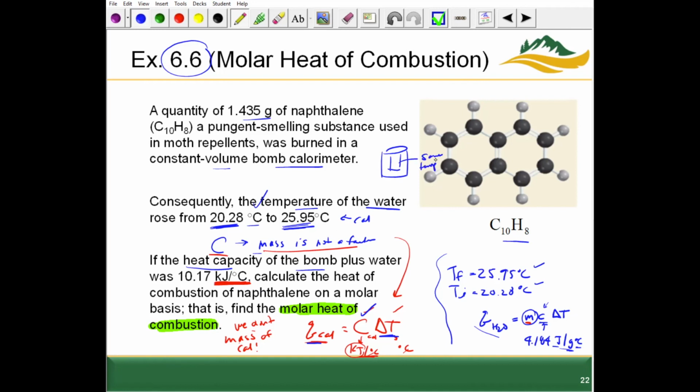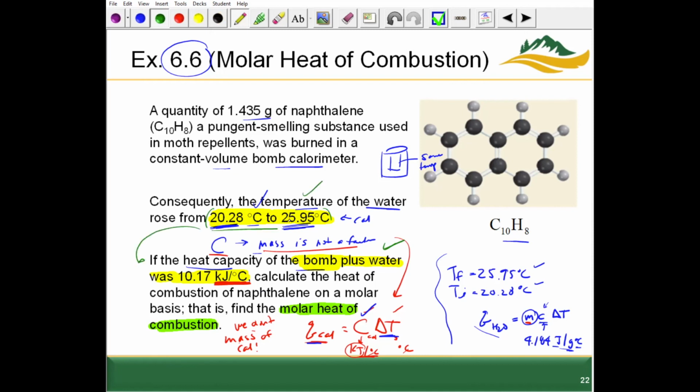This is not always the case, but what helps us know this from this problem is that the bomb plus the water has a heat capacity as such. So the water rising from this temperature to this temperature, this is the rise in temperature for the water plus the bomb calorimeter. This question could definitely be written a little bit more clear, though, to let you know that this temperature rise does reflect the material of the bomb calorimeter itself.